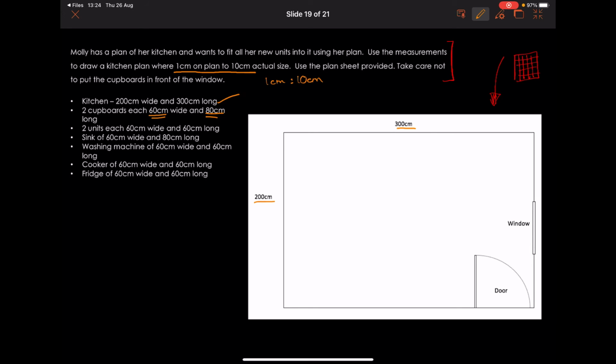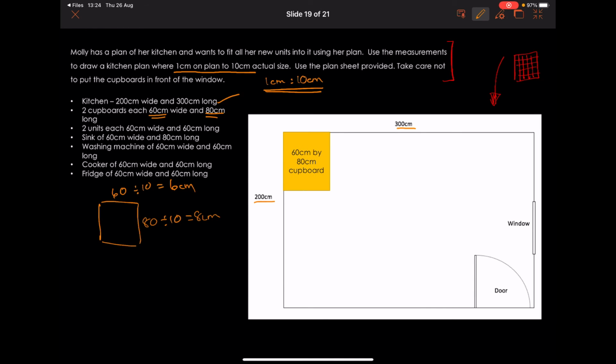So you're going to say, if I had a kitchen cupboard and this was 60 and this was 80, because of my scale, I need to divide each of these by 10. That would give me 6 centimetres, and that would give me 8 centimetres. So on the plan, I can draw a 6 by 8 centimetre rectangle, and it would be in perfect place. Now, I would advise you to sketch these in very lightly, because you might have to move things around, and you need to make sure you don't put anything here. All right.